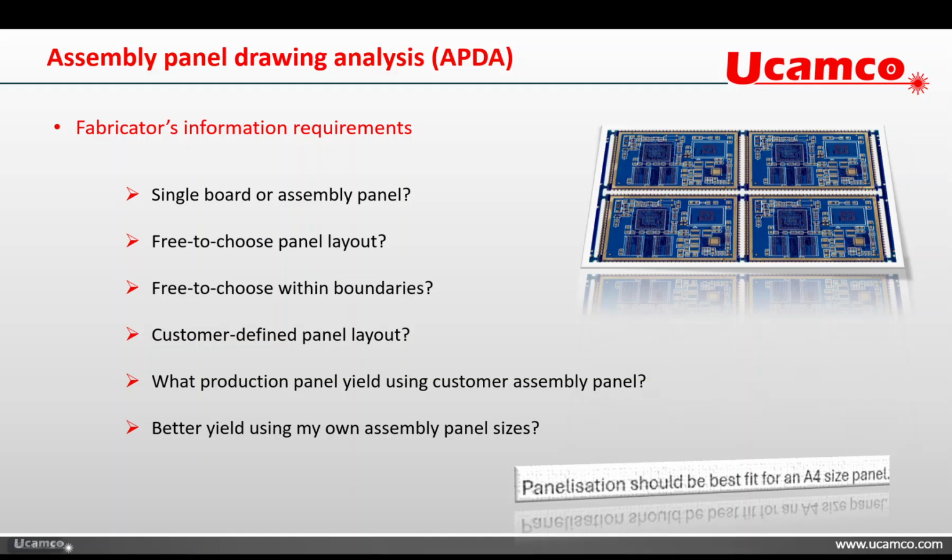Right, if a job comes in for quoting, one of the questions that needs an answer is whether the customer is going to require a single board or an assembly panel as the item that you're going to ship to him. And if it's an assembly panel, then the next question is whether you as a fabricator are allowed to make the choice of assembly panel, possibly within boundaries.